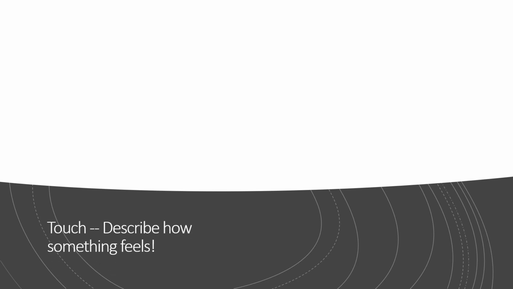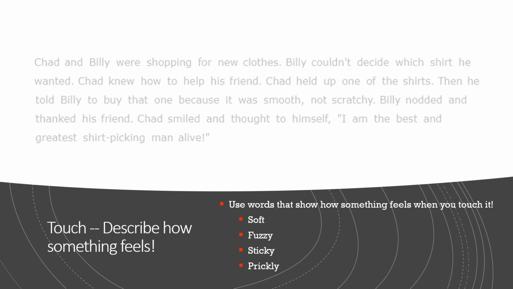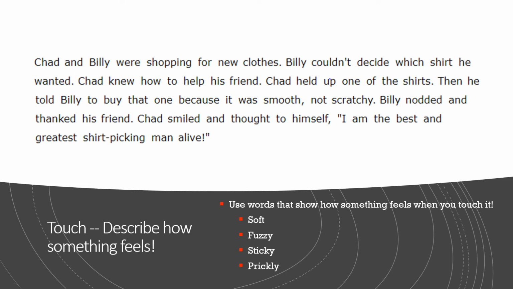Next, we're going to talk about touch. We're going to describe how something feels. You want to use words that show how something feels when you touch it. So you can describe something as soft, fuzzy, sticky, or prickly. Those are just some examples. Let's go ahead and read this next paragraph to find a sentence that uses touch for their sensory detail.